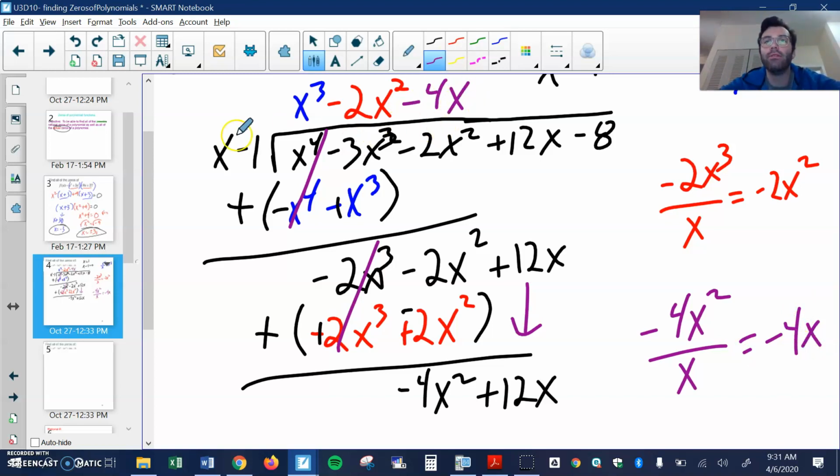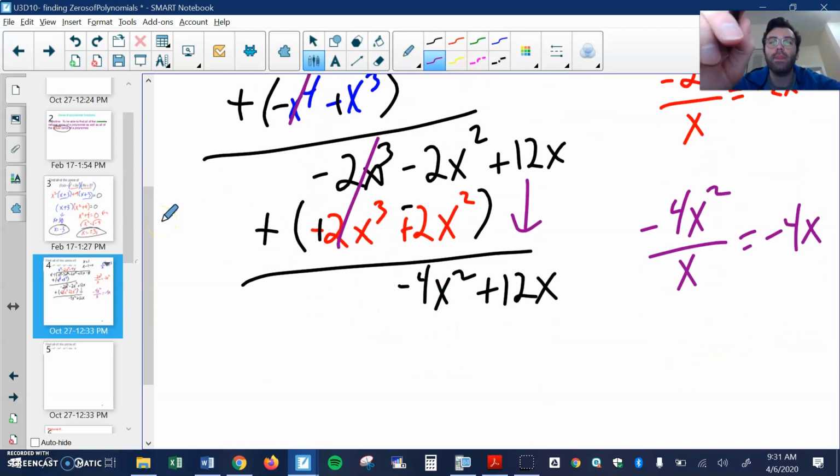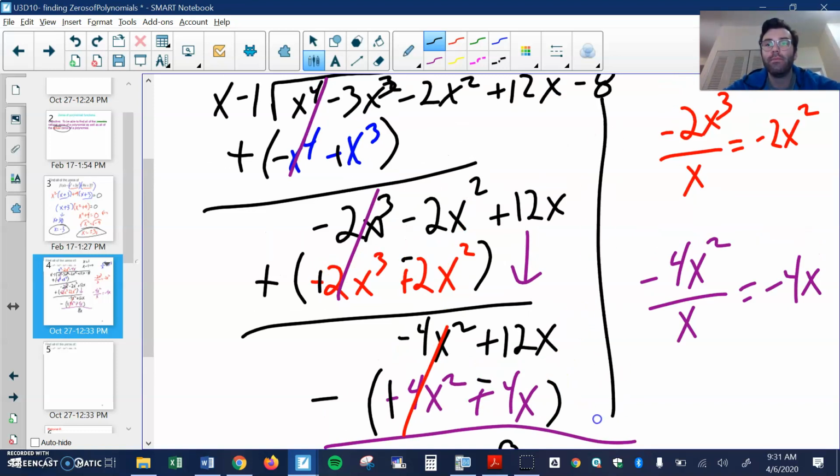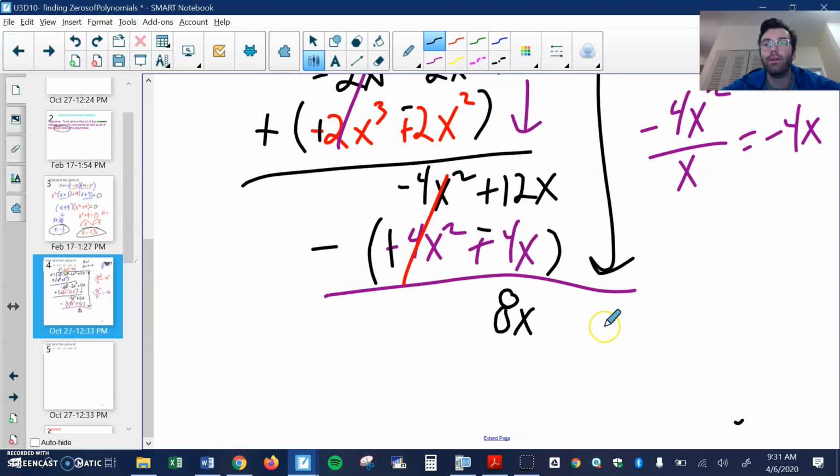So I multiply negative 4x times x to get negative 4x squared. Negative 4x times negative 1 gives me plus 4x. Wow. Draw my line. Again, we are subtracting this whole thing, which makes this positive and this negative. Okay, if I add straight down, these cancel. Whoa. 12 minus 4, I get 8x. And then a negative 8 from the beginning finally comes all the way down and plays its part.